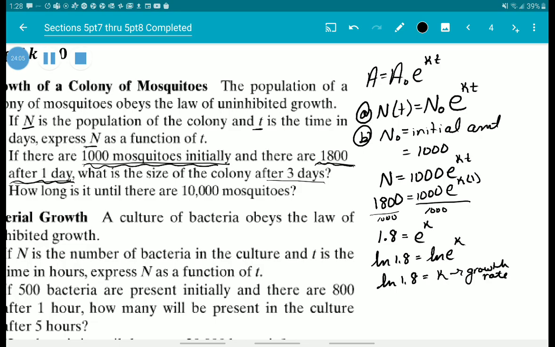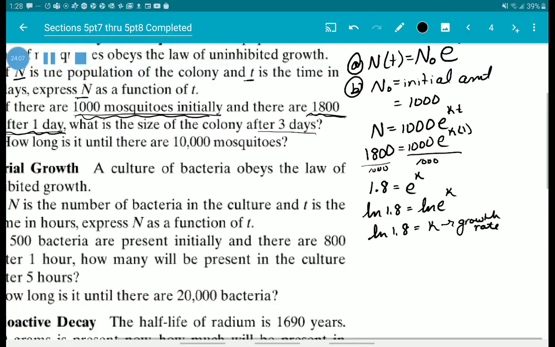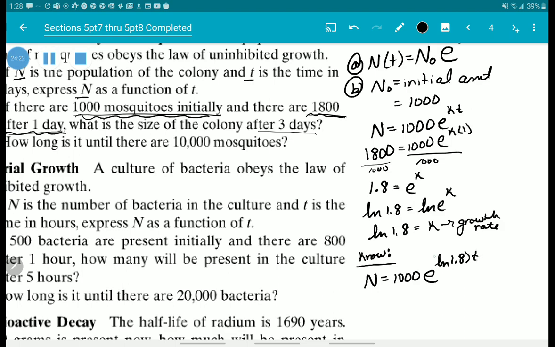Now they're asking us, what's the size of the colony after 3 days? So here's what we know. We know the growth rate now, so let's substitute it in. We started out with 1,000 mosquitoes. So there's our model. Now we want to know how many we're going to have after 3 days. So let's substitute 3 in. That's going in for that time.